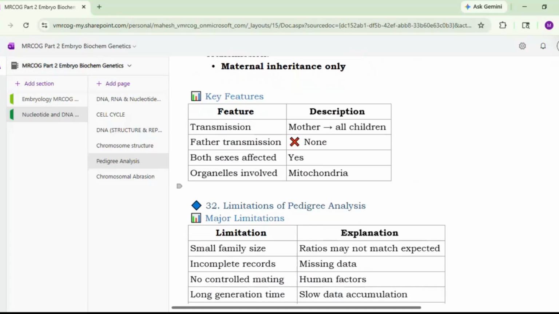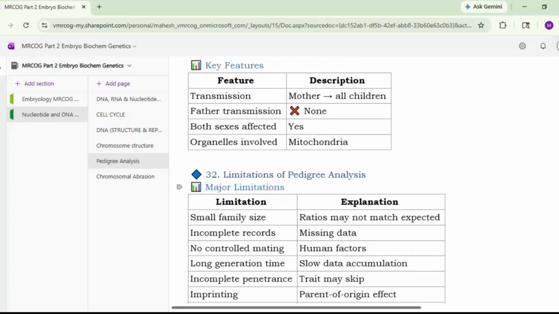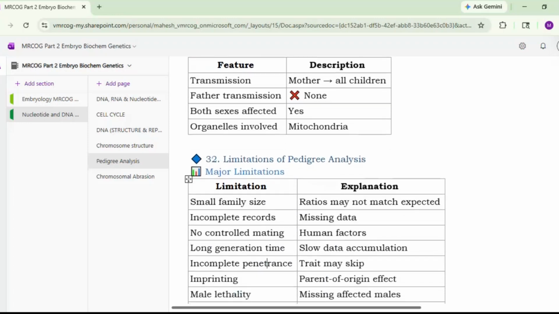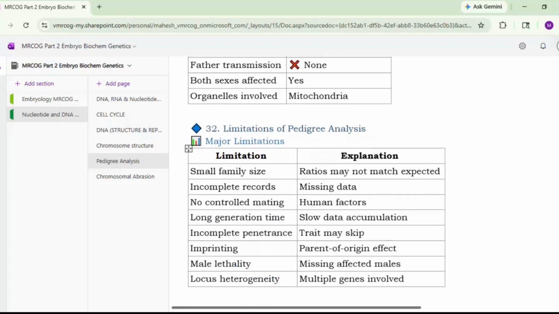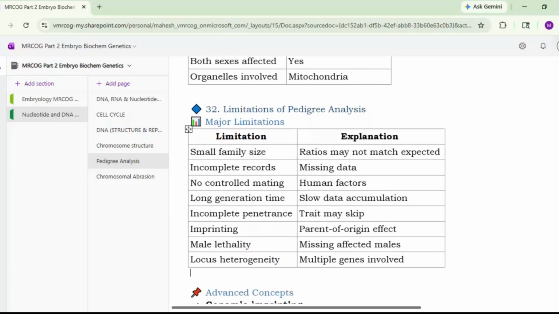So if the family size is small, ratios may not match expected. Incomplete records, the missing data if it is there. No control mating, human factors, then long generation time shows data accumulation. Incomplete penetrance, trait may skip. Then imprinting, parent of origin effect, male lethality, missing affected males, and locus heterogeneity because of the multiple genes involved.